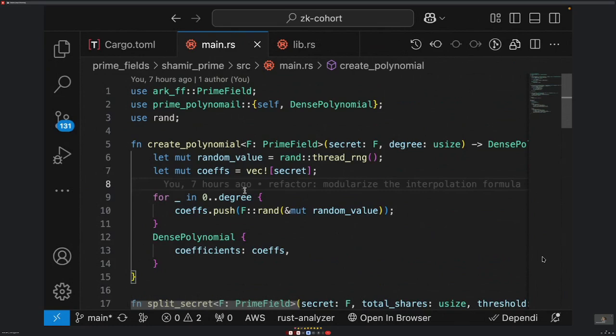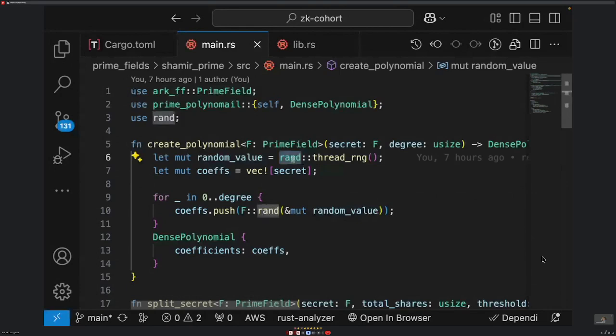So first of all, if you want to hide a secret, you need a function, create polynomial, that's going to take the secret and the degree of that particular polynomial. Then if you look at it here, I just instantiate the method. The run package helps us to get the thread run.